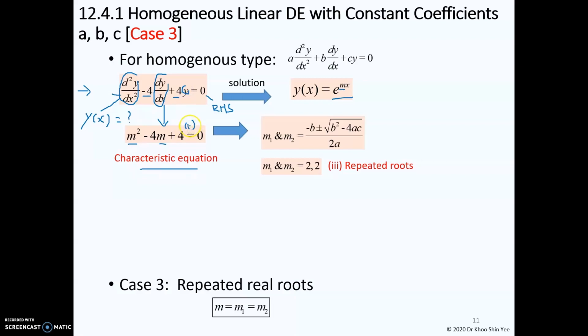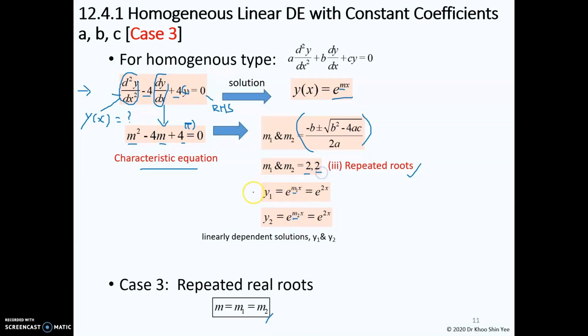1 multiplied by 4 still gives you 4. So from here, you can use the formula or a calculator to solve this, where you should obtain that m1 and m2 are equal, which is equal to 2 here. This is known as a repeated root, where the roots are the same. So you can continue to substitute m1 equal to 2, m2 equal to 2 inside the solution. So you obtain y1 and y2 here.